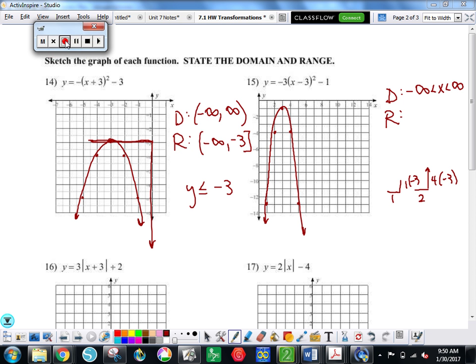Okay, what about the range though? The range is from here down, right? So the lowest point is, okay, so it's negative infinity. My y values are what? Are they less than 1 or are they greater than 1? They're less than or equal to 1. So if my graph is going down, I'm going to use a less than or equal to. If my graph is going up, I'm going to use a greater than or equal to.